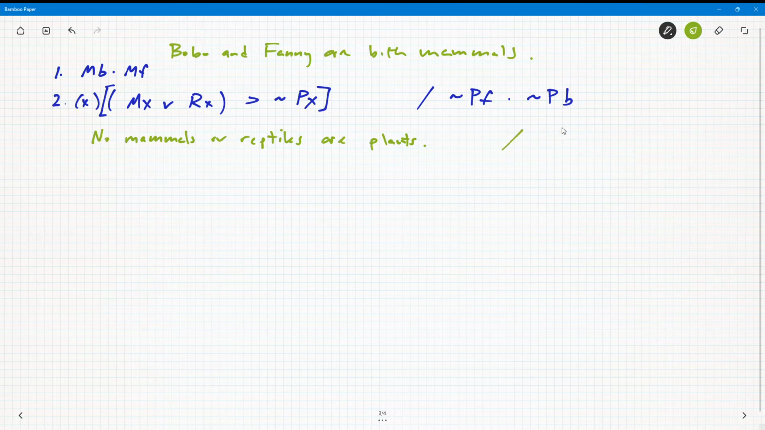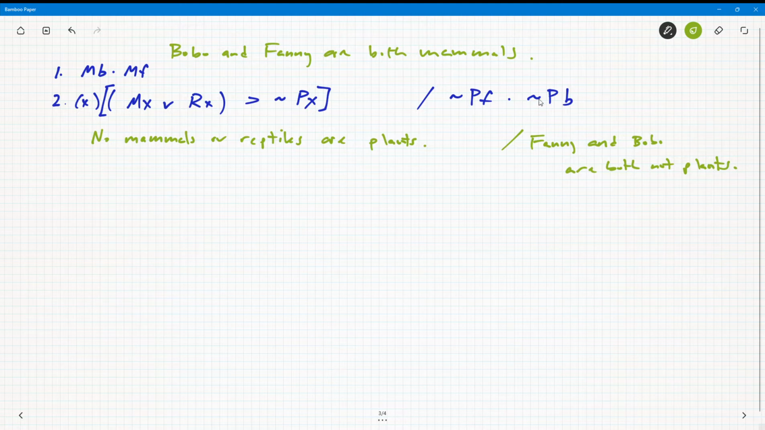And so then our conclusion, of course, is that Fanny and Bobo are both not plants. Depending on where you're at with the predicate logic, the advantage of looking at an argument in ordinary language is that it might help you see the reasoning a little better.